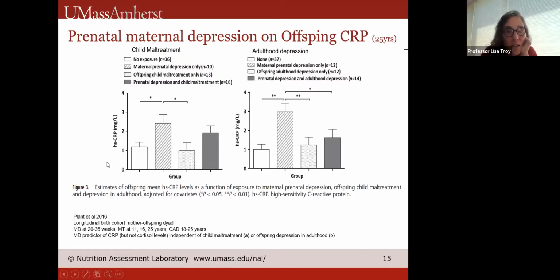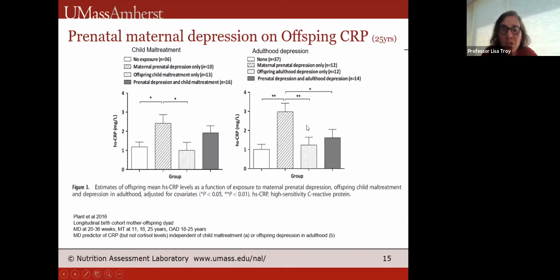And what you see here is that those children that had maternal depression were at higher risk for having high sensitivity CRP, so higher risk for stress. And also when there was offspring malnutrition, they also had higher risk of a stress biomarker, CRP.